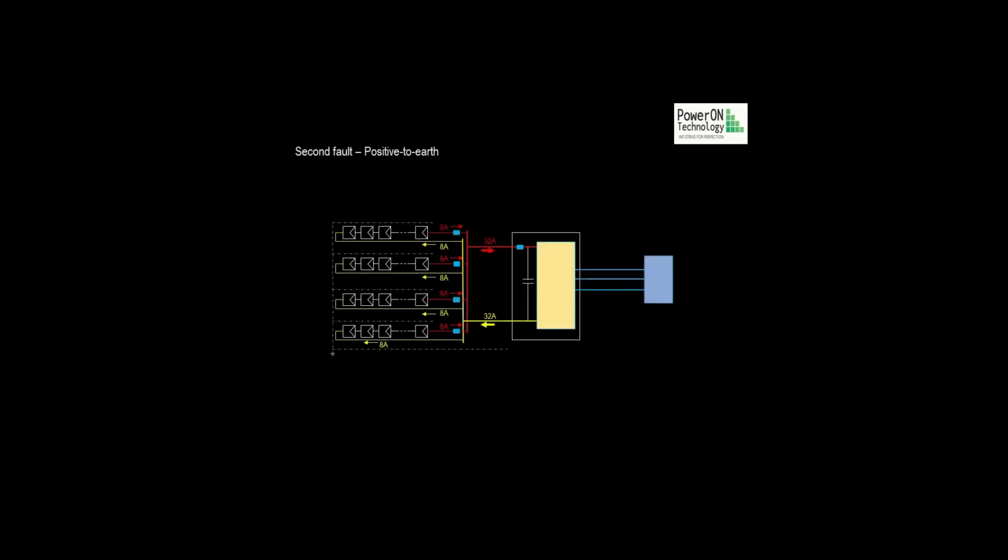After the first fault that is negative to earth, a second fault can occur, and in this case, it is a positive to earth fault. In this slide we explore the combined effect of these two faults. Let's return to our single line diagram again, with the current flow shown in each of the two circuit paths. And here we indicate the first fault, negative to earth, introduced in the previous slide.